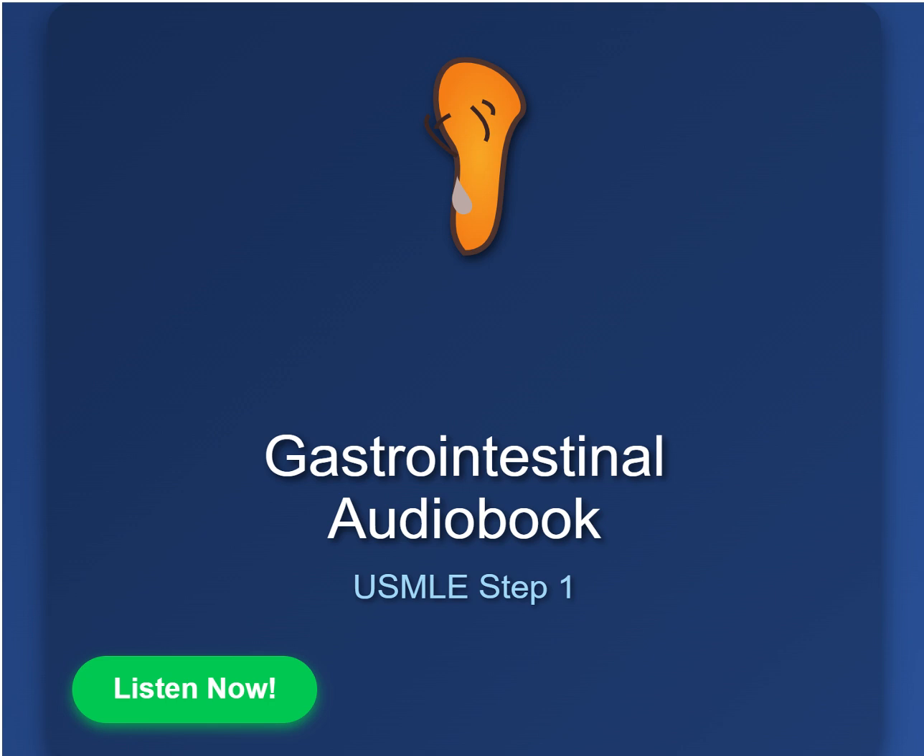Tumors that arise in the head of the pancreas, usually ductal adenocarcinomas, can cause obstruction of the common bile duct, leading to an enlarged, non-tender gallbladder with jaundice, which is referred to as Courvoisier's sign.